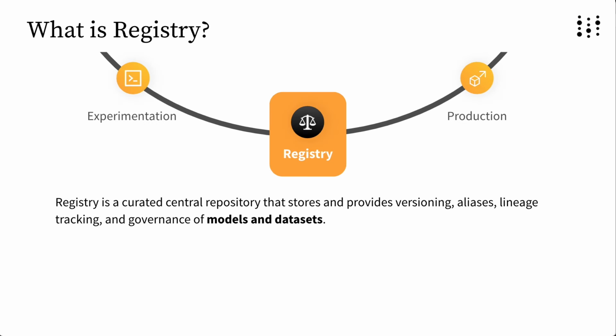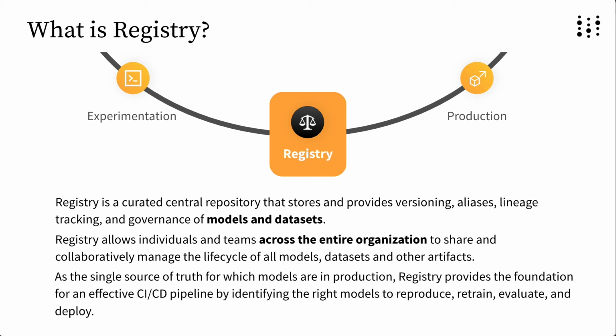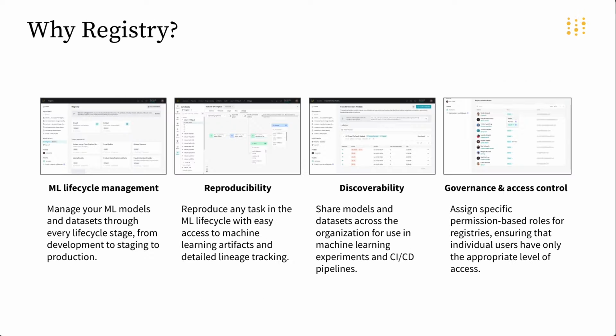Registry is a curated central repository that stores and provides versioning, aliases, lineage tracking, and governance of models and datasets. It allows individuals and teams to share and collaboratively manage the lifecycle of all models, datasets, and other artifacts. And it's the single source of truth for production models and datasets. Everything that you need to reproduce a model, as well as explain its origins, is here.